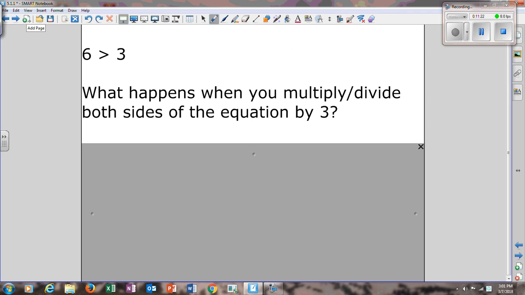So if we take this, which is just a simple numeric inequality, 6 is greater than 3. Now that is true. What happens when you multiply or divide both sides by 3? It's going to be very similar to the regular equations. 6 times 3 is 18. 3 times 3 is 9. 18 is greater than 9. That is true. If we divide by 3, 6 divided by 3 is 2. 3 divided by 3 is 1. 2 is greater than 1. This is also true.